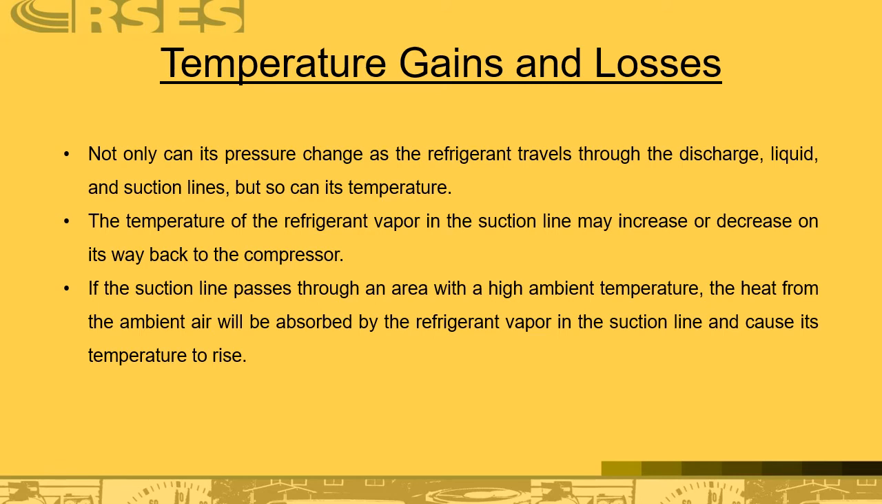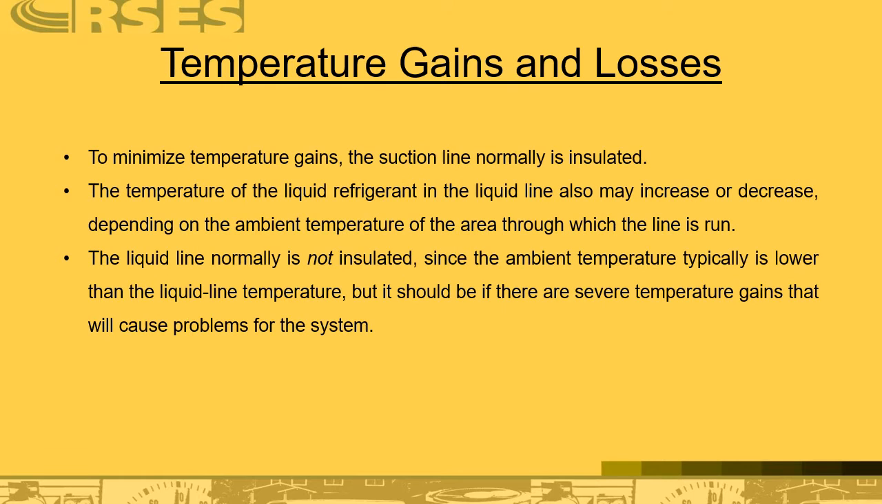Temperature gains and losses. Not only can the pressure change as the refrigerant travels through the discharge, liquid and suction lines, but also its temperature. The temperature of the refrigerant vapor in the suction line may increase or decrease on its way back to the compressor. If the suction line passes through an area with high ambient temperature, the heat from the ambient air will be absorbed by the refrigerant vapor in the suction line and cause its temperature to rise. To minimize temperature gains, the suction line is normally insulated.